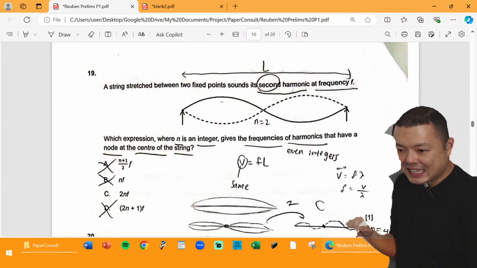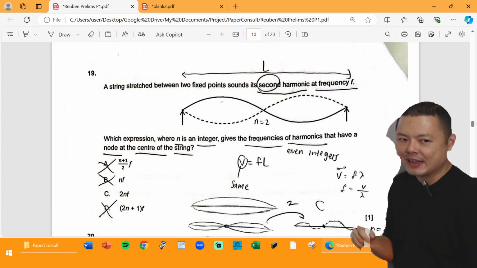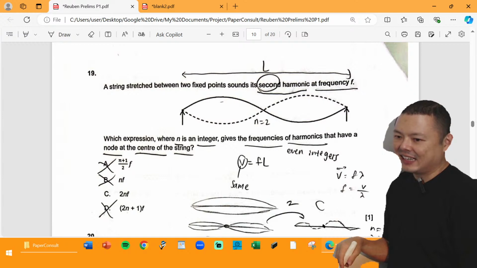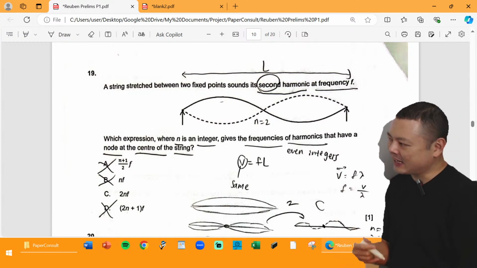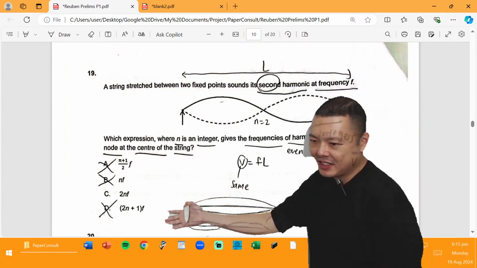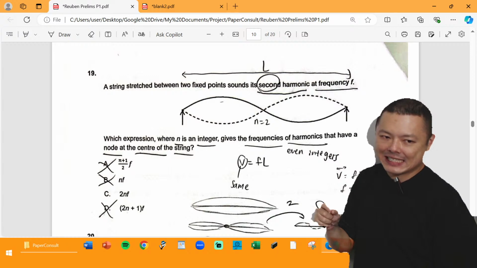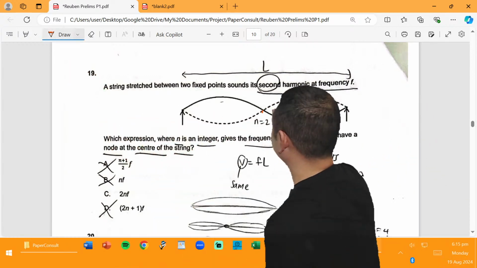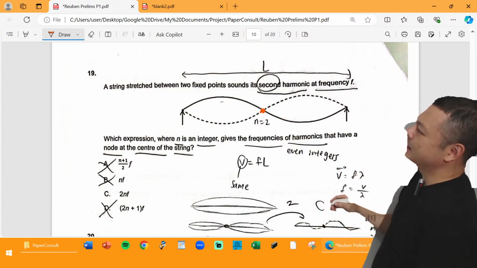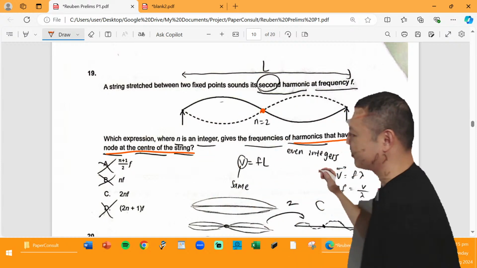This one is a very silly question. Basically, they just want you to find the harmonics where there is a node in the middle. They want you to come up with some AP GP thing, so annoying, where the node is in the middle, like this. They say give the frequency that has a node at the center of the string.